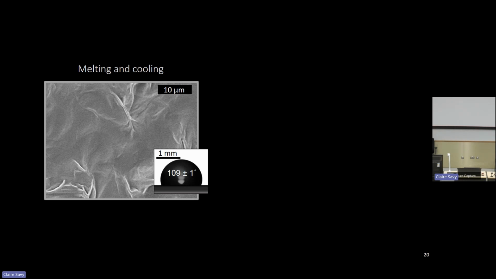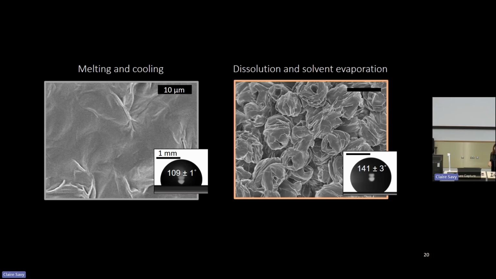So again, these waxes are solid at room temperature, most of them. And if you heat them up, they melt, they become a liquid. You can use them for coating and then solidify them to get a solid coating. And most of the time when you melt them and cool them, you get surfaces which are relatively smooth with some wrinkles. But if you dissolve them in solvent and evaporate the solvent, then you start getting these very nice surface structures. And these surface structures are quite predictable.